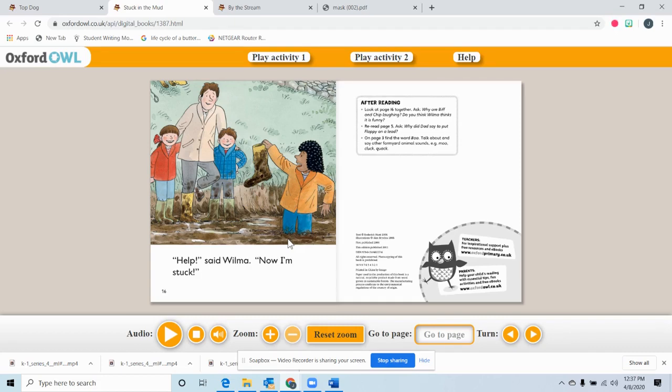Great job. So let's think about all of the information that we stole before we even read this. Well, we know it's about a sheep stuck in the mud, right? They heard a sheep and they went to try to find it. And we know that Dad went in first.